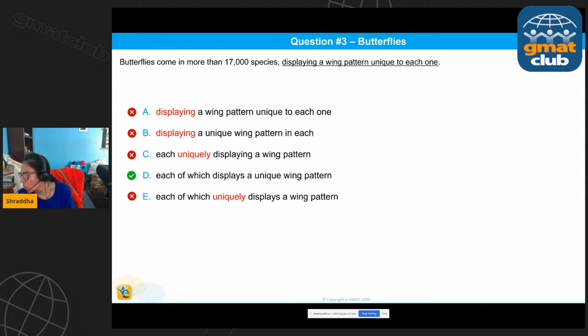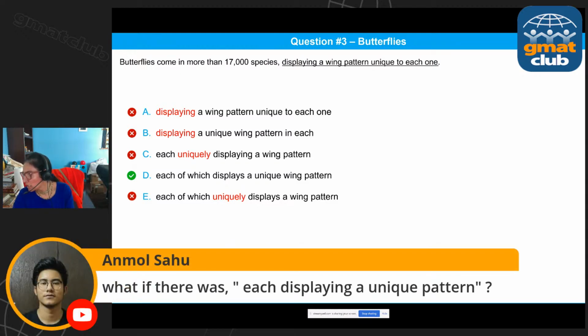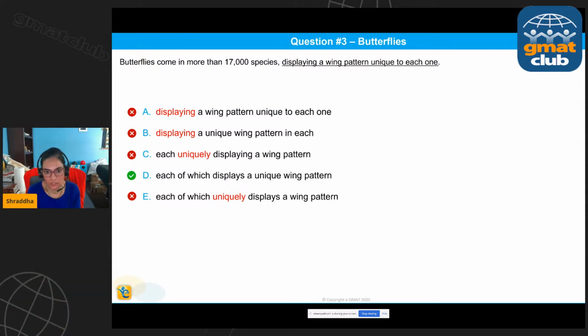Okay. Anmol, what if there was each displaying a unique pattern? Each displaying a unique pattern is also correct, Anmol. But once again, another piece of advice, do not enter the territory of what if, because that territory is absolutely unlimited. There can be unlimited what if questions, and there can be so many answers to your what if questions. So just focus on what is given, because in GMAT we don't have that option of, okay, can we change anything in the underlying portion? No, we cannot. That option is not there with us.